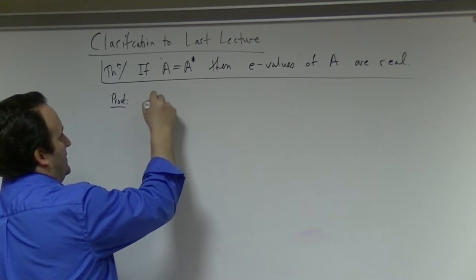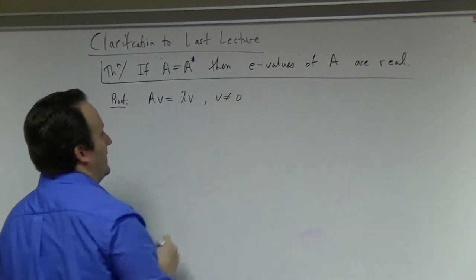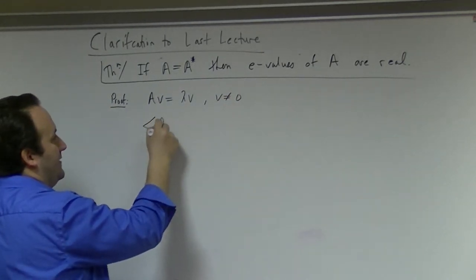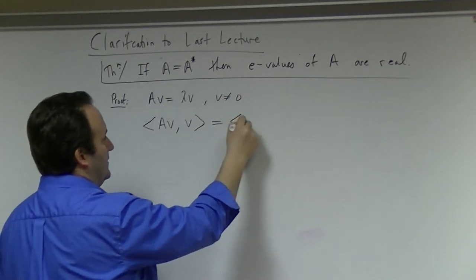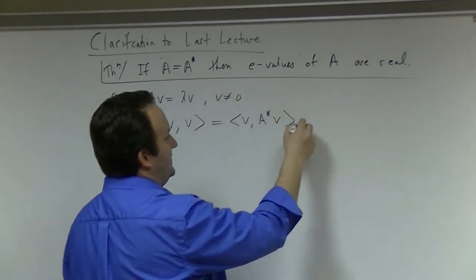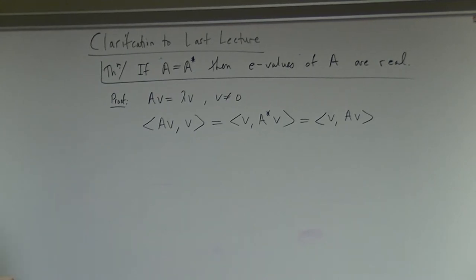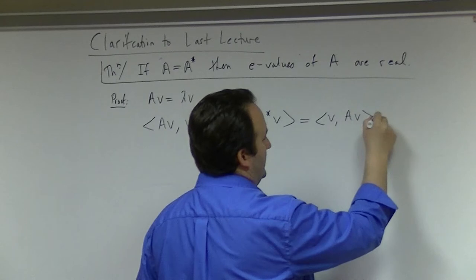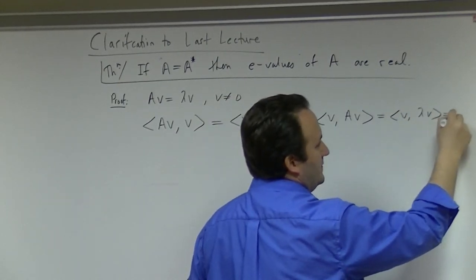So I look at A, let's say A V equals lambda V. Suppose you've got an eigenvalue lambda, so there's some vector V such that A V equals lambda V, and V is non-zero. And consider the following: here I have A V comma V. That's equal to V comma A Hermitian conjugate V, right? But if A is self-adjoint, that's just V comma A V. This one then is V comma lambda V. But lambda in the second slot pulls out as lambda bar, so this is lambda bar V V.